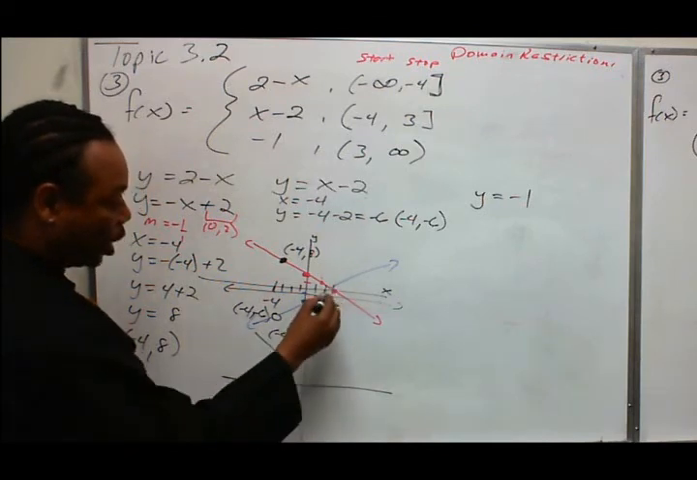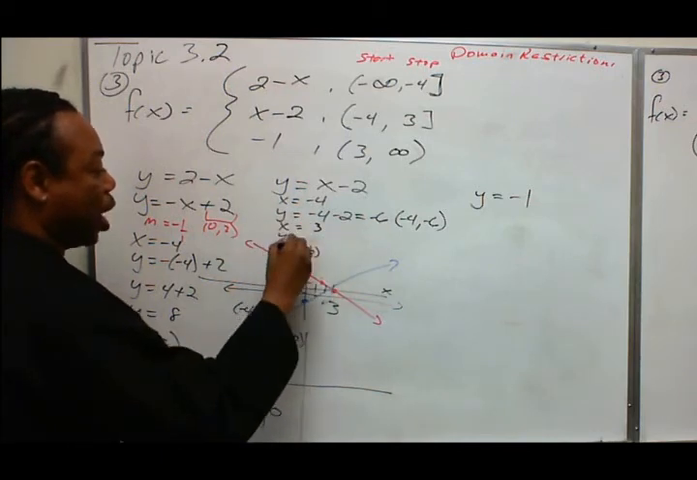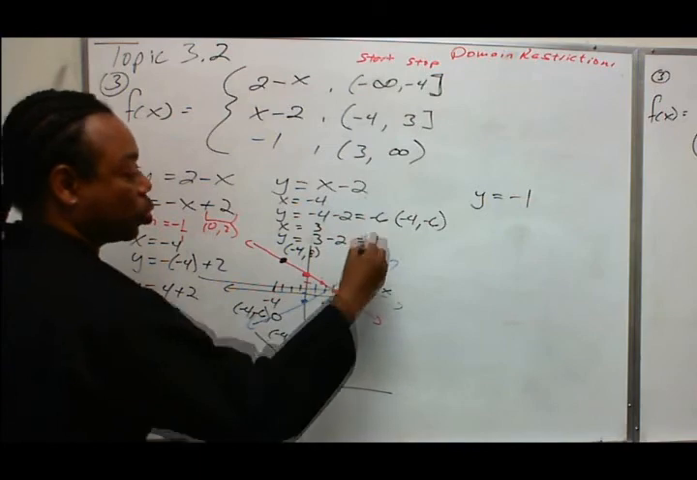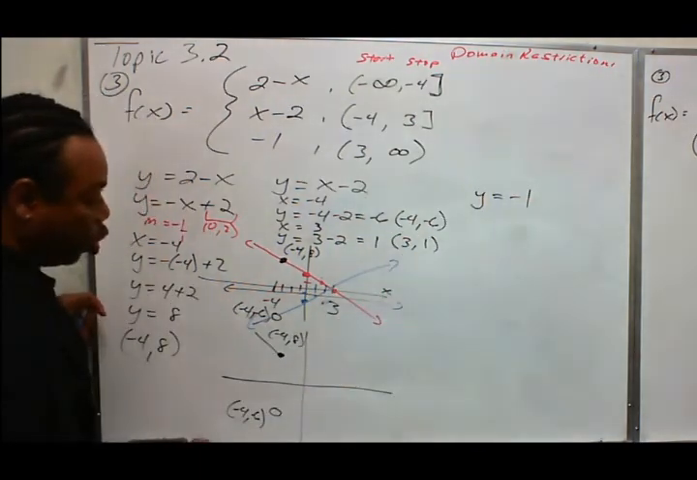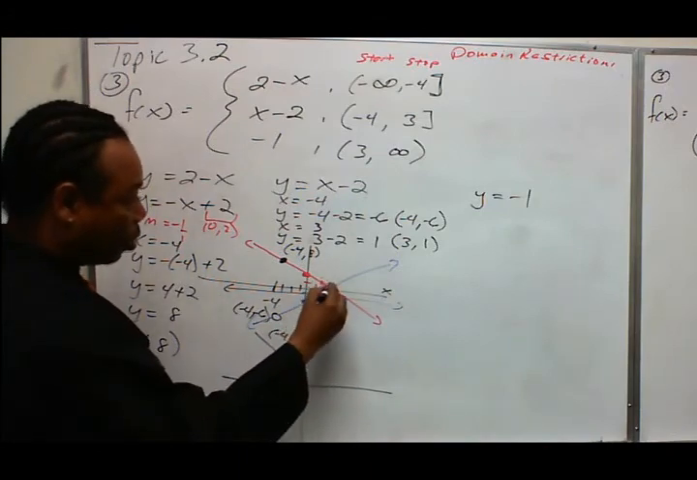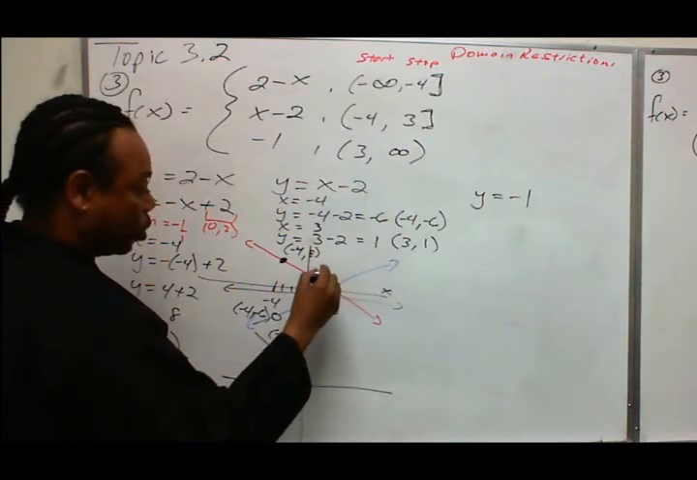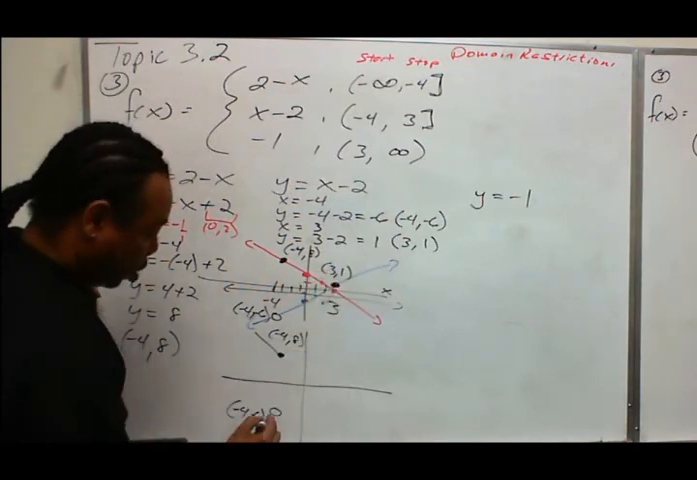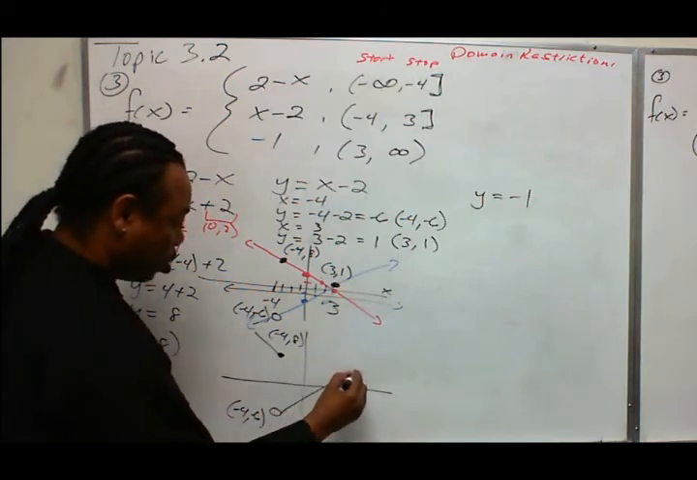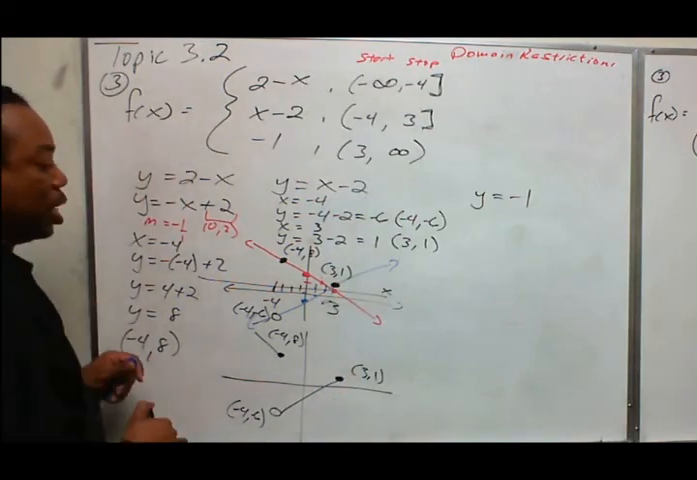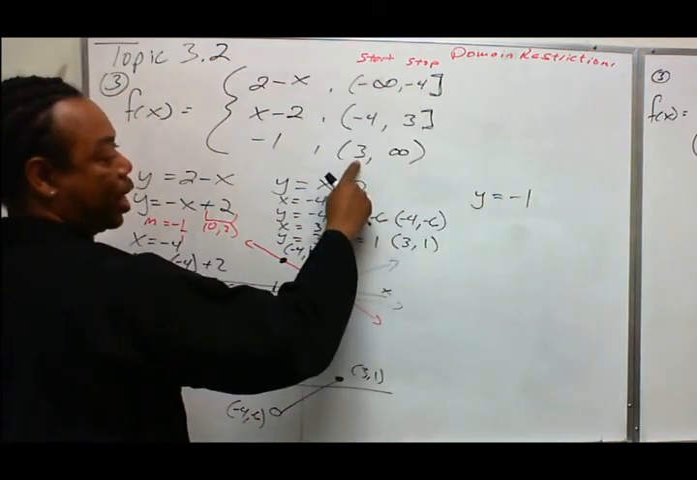And it's going to keep going until we get to x is 3. So we'll say x is 3. And that's going to give us y equals 3 minus 2, which equals 1, which gives us the point 3 comma 1. 3 comma 1 stops just about here. And there's a bracket, so there's going to be a solid there. So that's my 3 comma 1. Let's draw it here. A little solid. 3 comma 1.